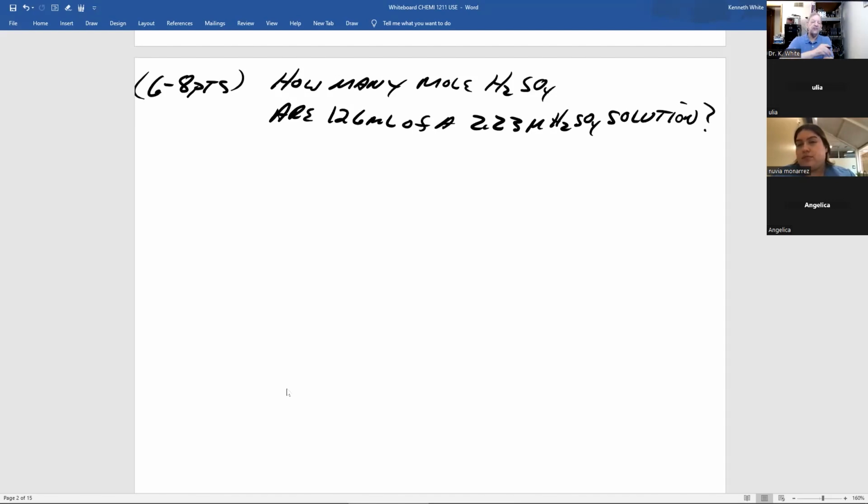All right, let's look at this. Could be anywhere from 6 to 8 points. How many moles of H2SO4, that's called sulfuric acid, are in 126 milliliters, ml is milliliters, of a 2.23 capital M H2SO4 solution? All right, let's do this stepwise. Right here, what are you being asked to find? What are you given?